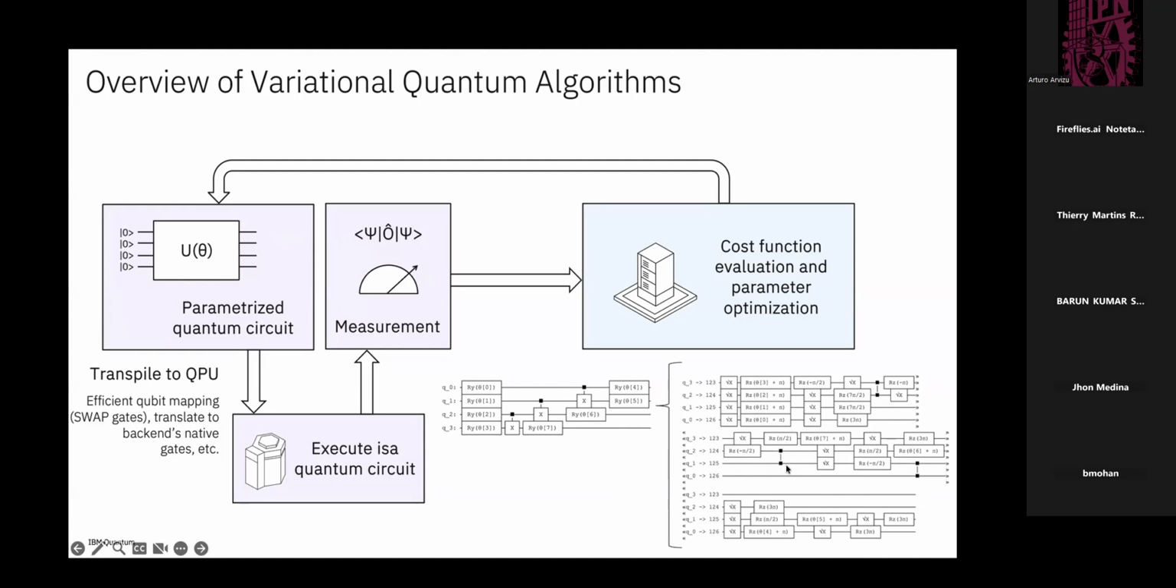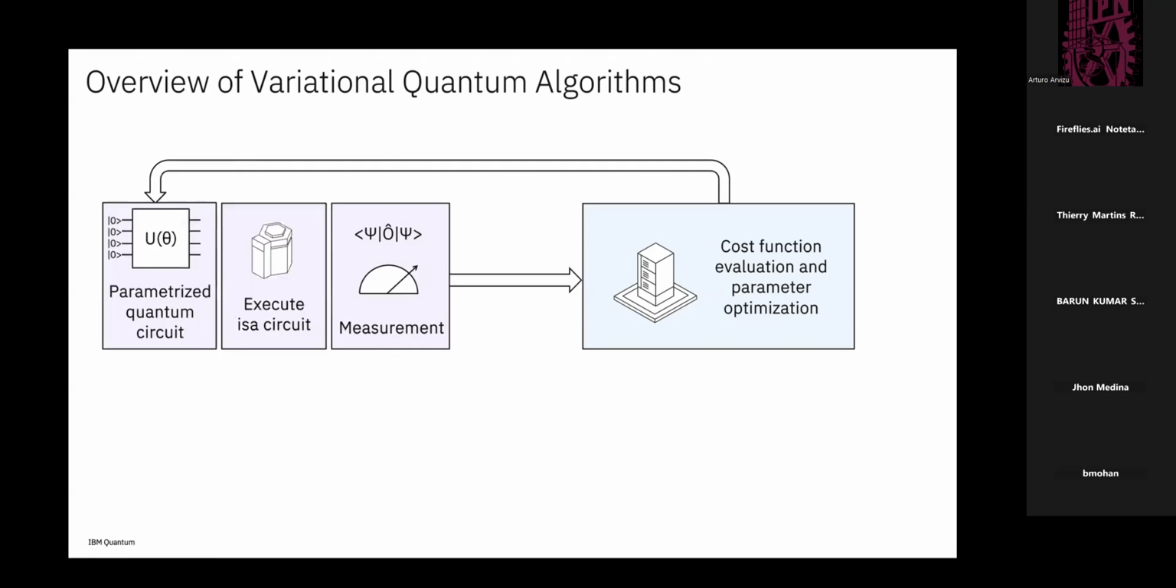These little barbell looking things are the CZs. The square root of X's are implemented with microwave pulses. The Z rotations are implemented in software. It basically changes the angle of the phases of the subsequent pulses.